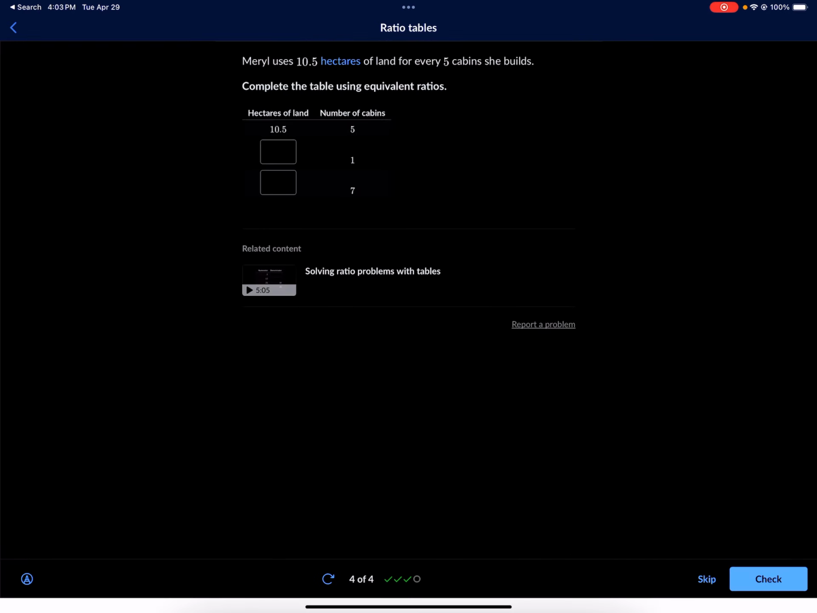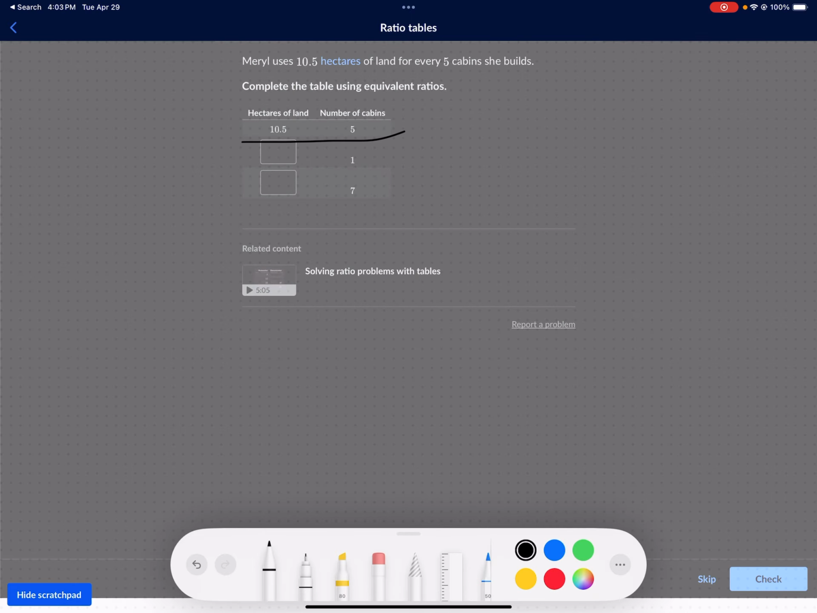Mercerel uses 10.5 hectares. It's equal to an area of a square with a side length of 100 meters. Complete the table using equivalent ratios. So let's use what's given. So we have hectares of land and number of cabins. So let's see if we can find a unit ratio.